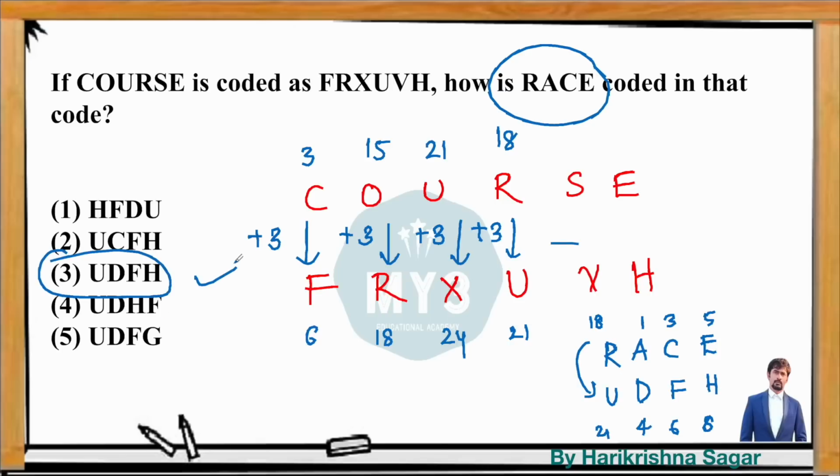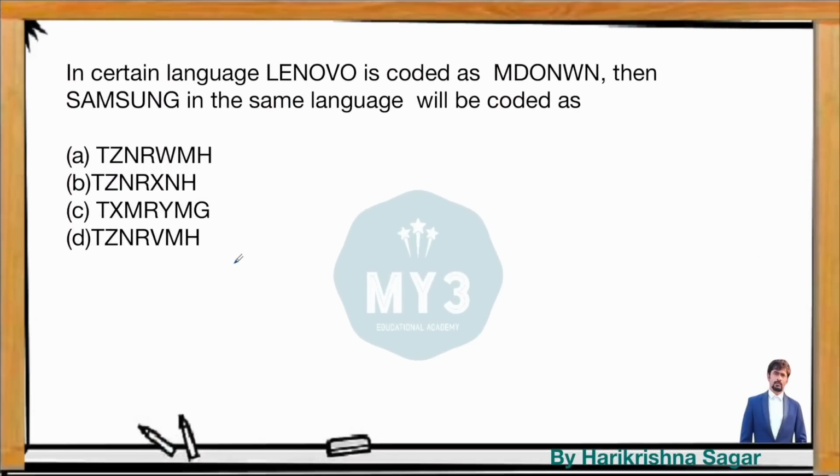Mark it as the answer choice. Let's take another question. In a certain language, Lenovo is coded as MDONWN. Then how is Samsung coded? So it's a simple question: Lenovo is coded as so and so. Let me take those alphabets and write them in the vertical format, not horizontal, and write the Lenovo code vertically like this so that you can easily find out the logic.